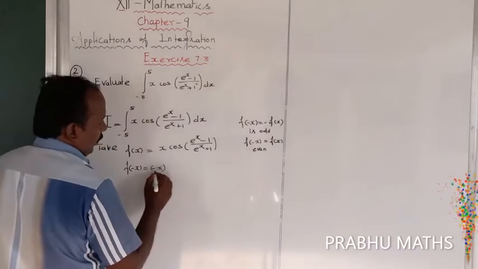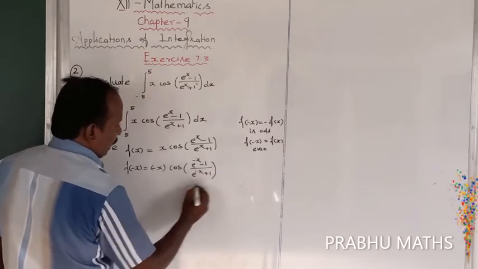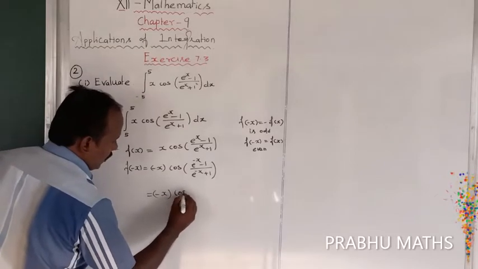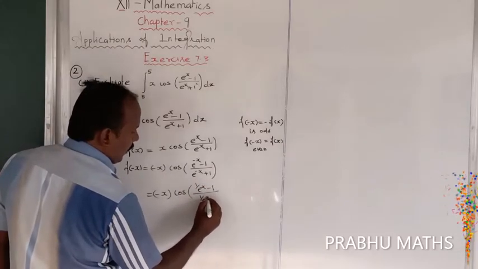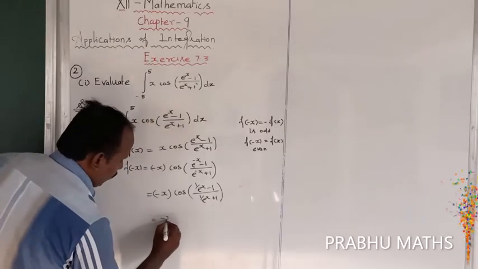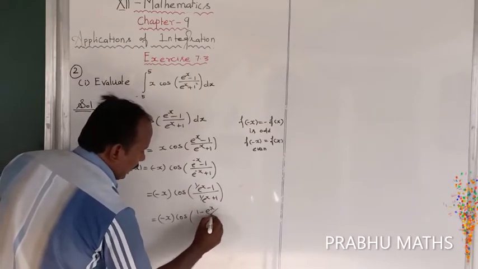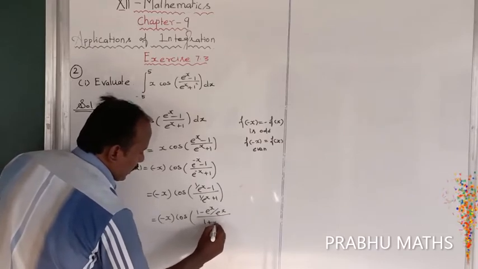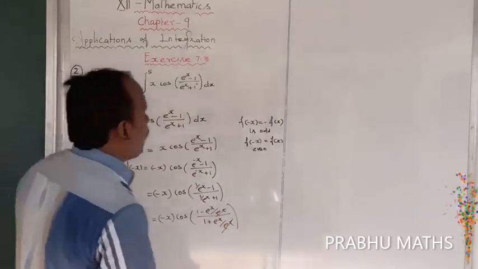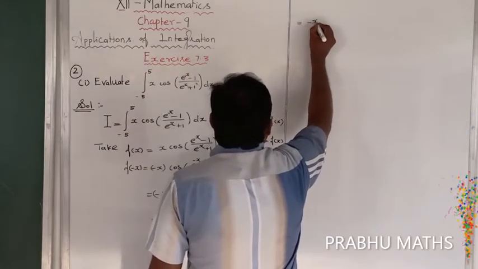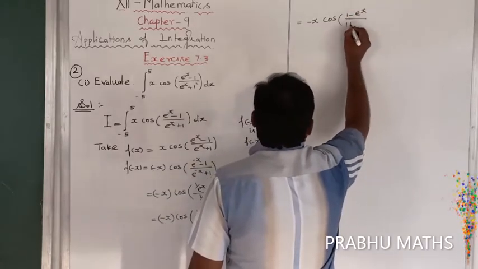So minus x into cos of (e power minus x minus 1) divided by (e power minus x plus 1) is equal to minus x into cos of, so e power minus x is going to 1 by e power x, minus 1, divided by 1 by e power x plus 1. Next, that is equal to minus x into cos of, with cross multiplication, (1 minus e power x) divided by e power x, whole divided by (1 plus e power x) divided by e power x. The division by e power x cancels, and the remaining value is minus x cos of (1 minus e power x) divided by (1 plus e power x).